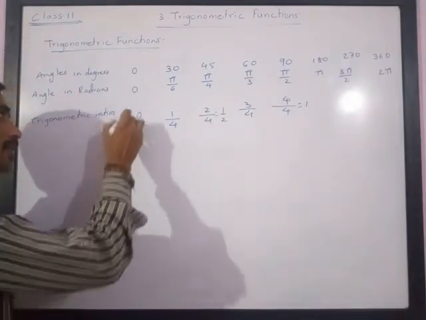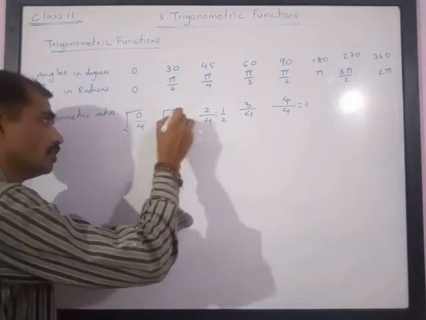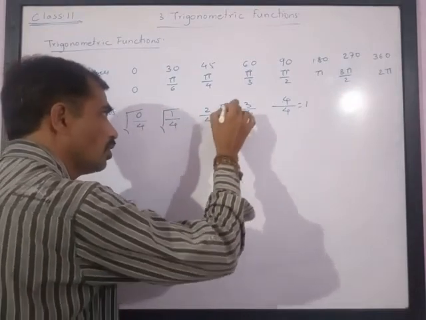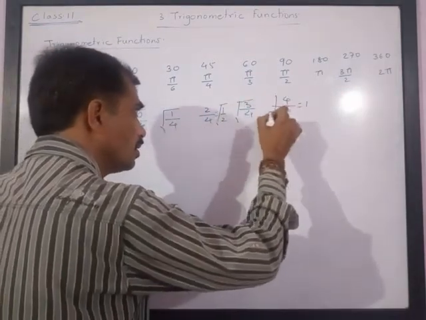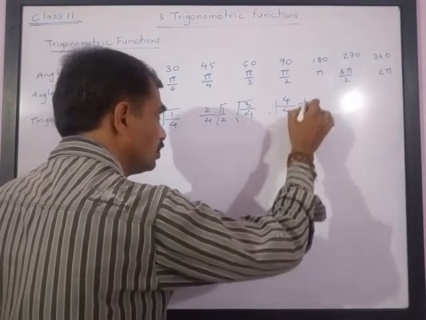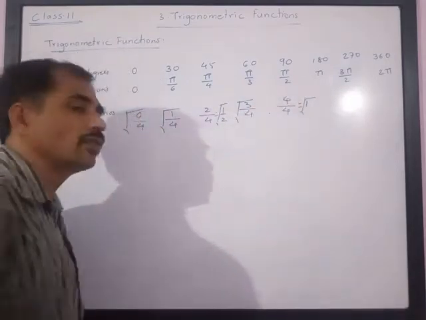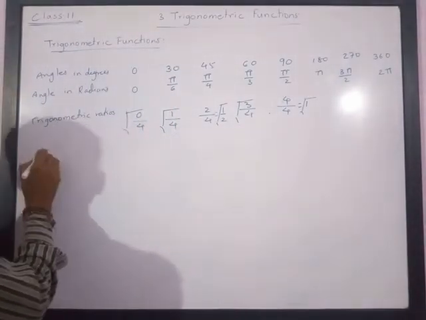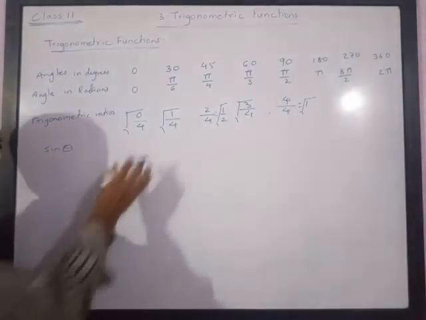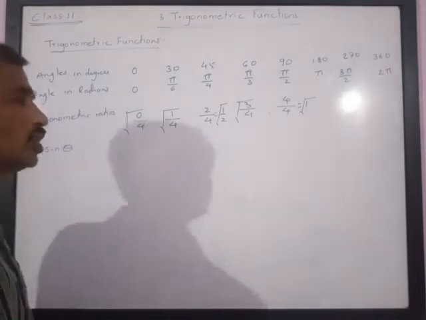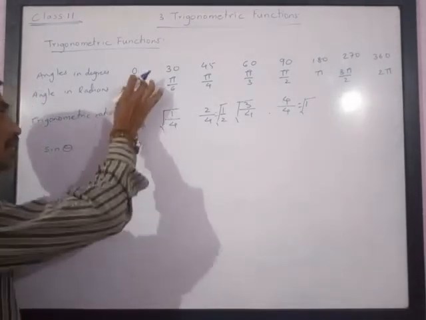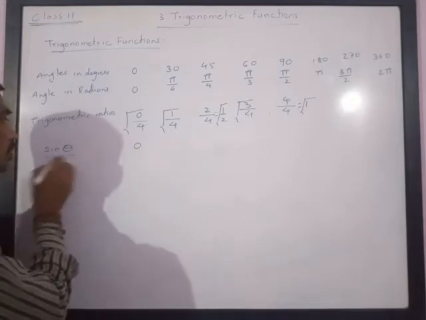Now next step is take the square root of each term. Whatever answers we get are the sine ratios. Watch carefully. So I am going to get the sine ratios. Sin theta. Now 0 divided by any number is 0 and square root of 0 is 0. So first I am going to get sin 0 is equal to 0.